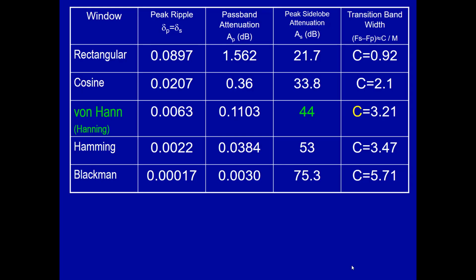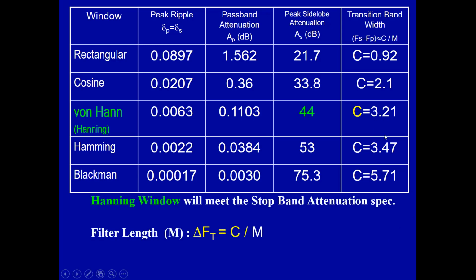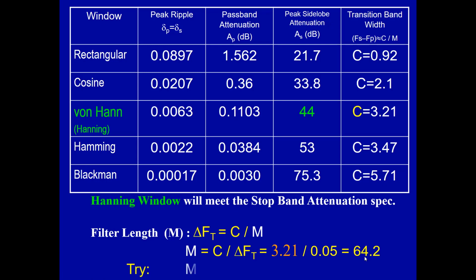Since these are the same attenuation requirements we had with the previous filter, we'll again find the Hanning window is the one that would be the choice here. We know its C value is 3.21. We could use that to choose the length of this filter by dividing 3.21 by now 0.05, and we need a much longer filter. In this case, a length of at least 64, so we'd have to round that up to an odd number, 65 at least.